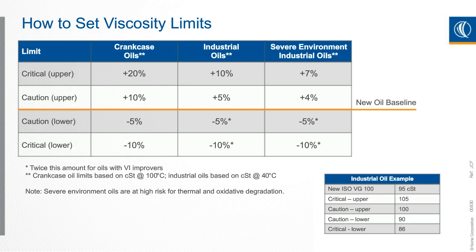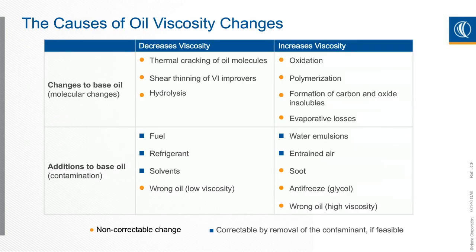All this comes back to what your new oil baseline is. So even though it might be an ISO viscosity grade of 100, it doesn't mean the centistokes is 100. It could be 92, 95, 97, 105. Whatever it may be, that's your point from which you need to go up or below by the percentage of what your viscosity limits are going to be. Like I said, viscosity is one of these things that potentially could go down or could go up. So you need to have a lower and an upper limit.